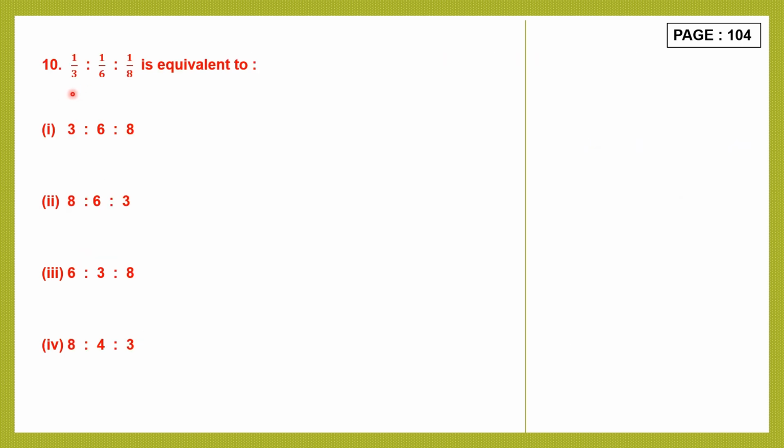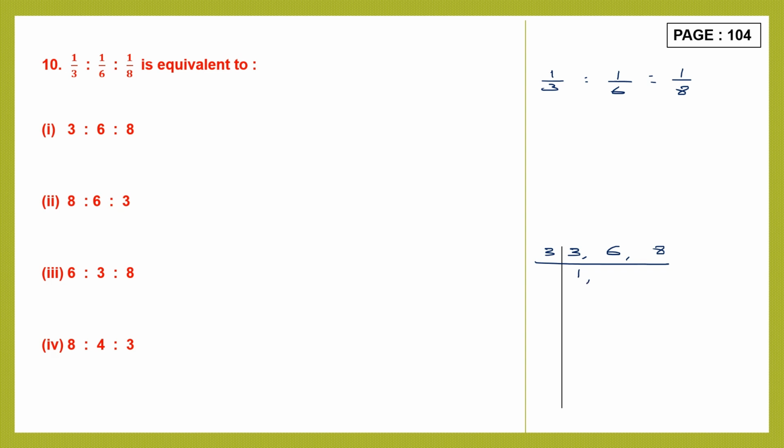Question 10. 1 by 3 is to 1 by 6 is to 1 by 8 is equivalent to which of these ratios here? So first let's take down the question. The question is 1 by 3 is to 1 by 6 is to 1 by 8. Now one method is to find the LCM of the denominators here: 3, 6 and 8.